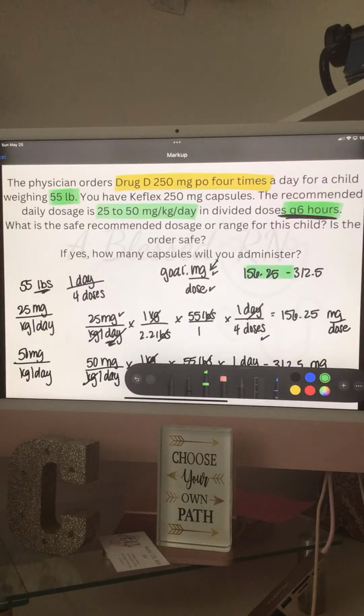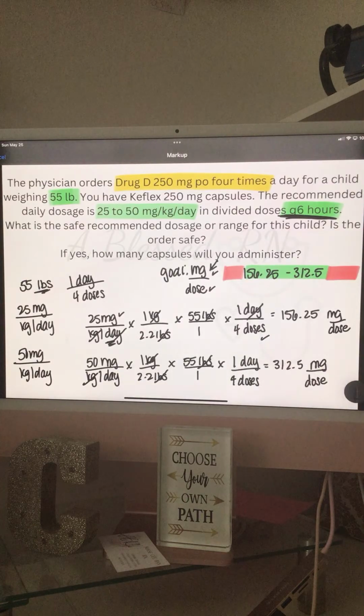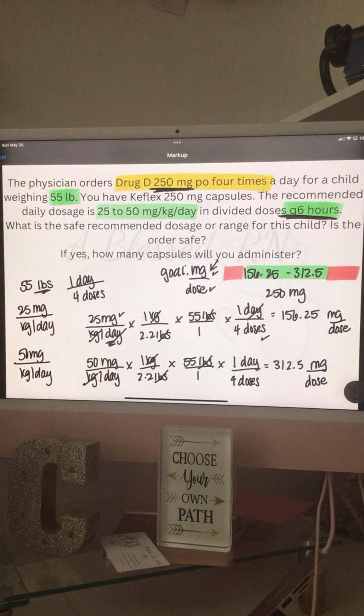So here we go. Everything in that green zone is safe. Everything in the red zone is unsafe, right? So 250 grams, that is 1 dose. Is it safe or unsafe?